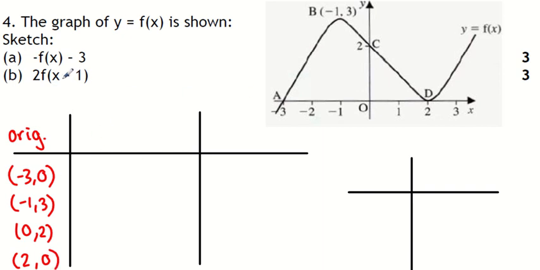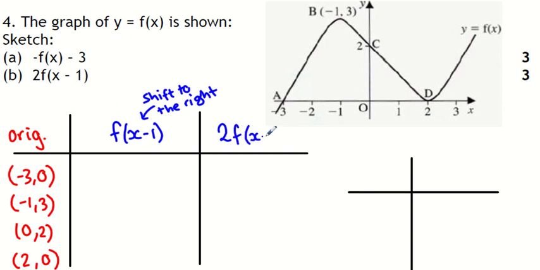We're going to work out the shift to the right first inside the brackets, so f of x minus 1, which is a shift to the right by 1. And then we're going to multiply the y coordinates by 2. And if you think about what happens, that's going to be stretching the graph. So it's going to be taller if you're multiplying the y coordinates by 2.